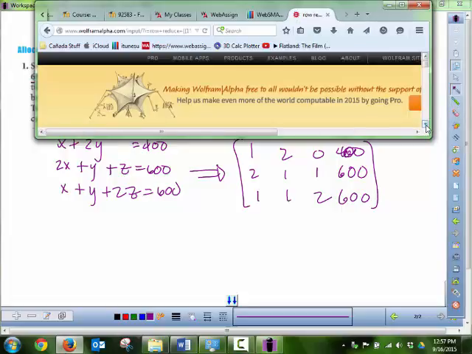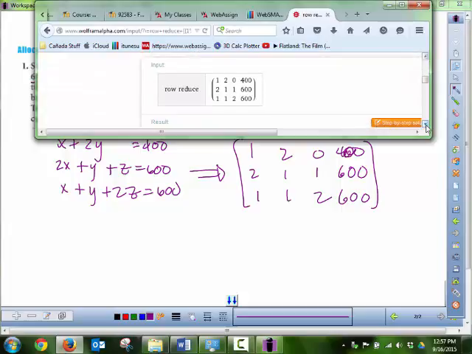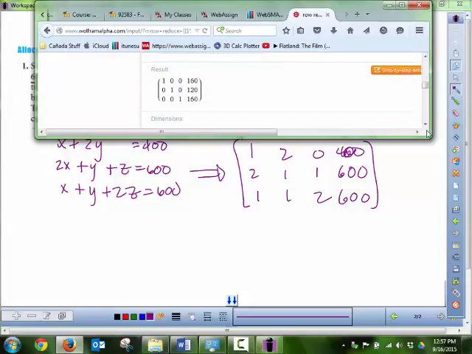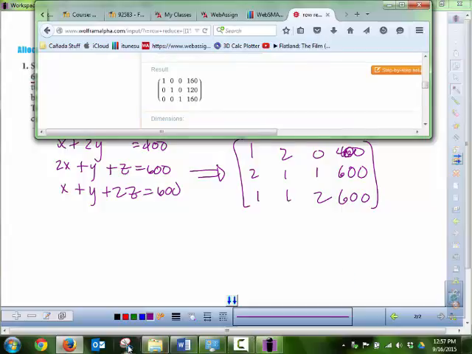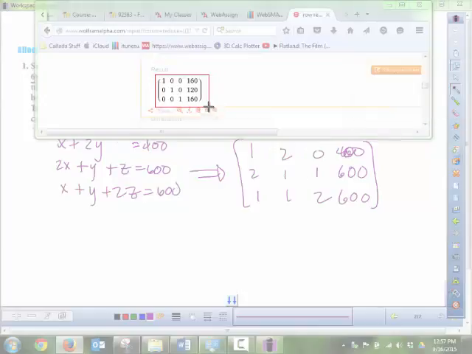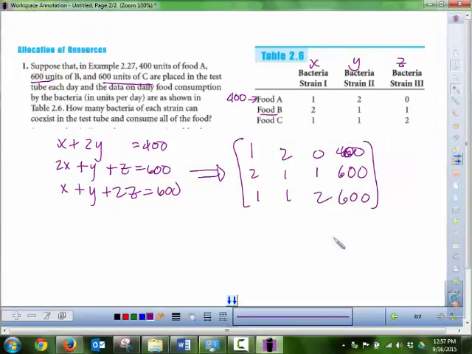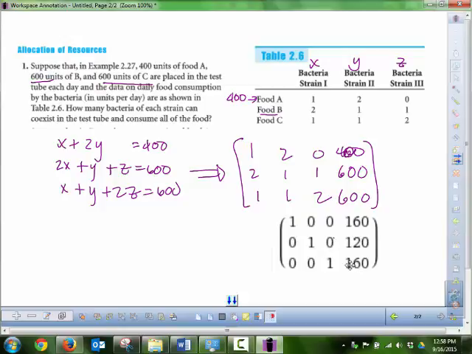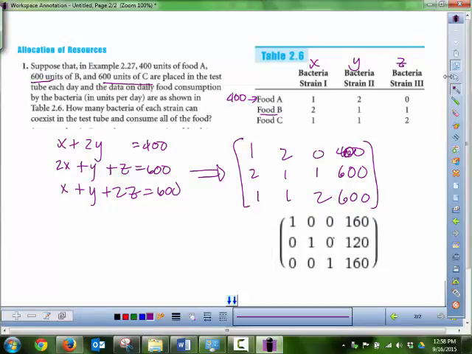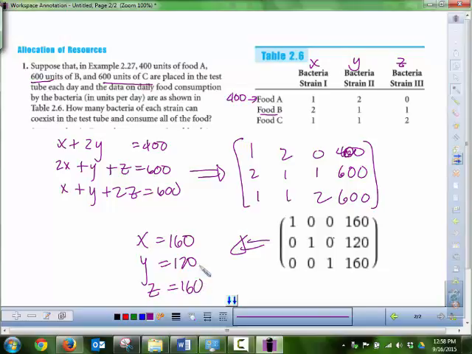And then, so this does the reduced row echelon form, which we really don't need, but it'd be good if we were to go all the way with the reduced row echelon form, then we can get the answers without having to solve or do any back solving. So now that it's in reduced row echelon form, we can just get those values directly. So your x is going to be 160, your y is going to be 120, and then your z is going to be 160. Okay?